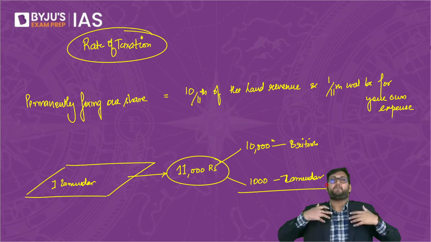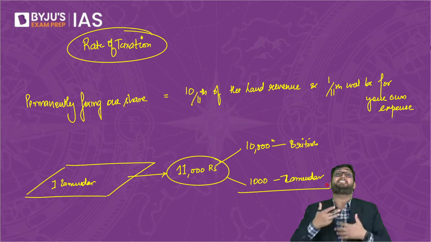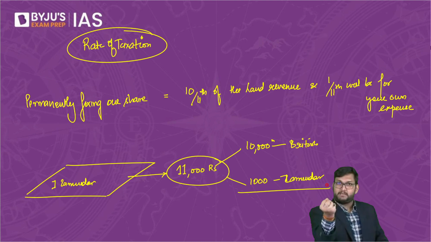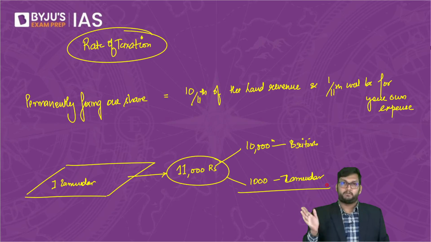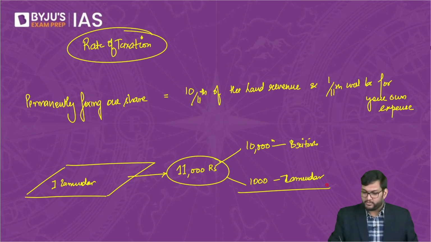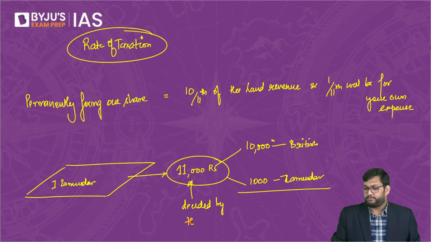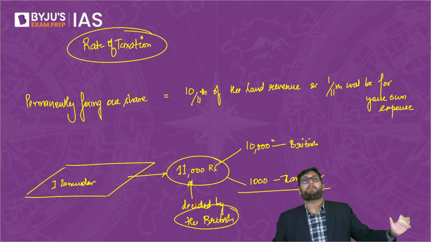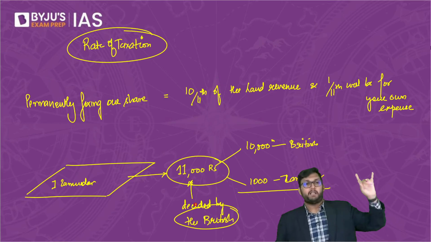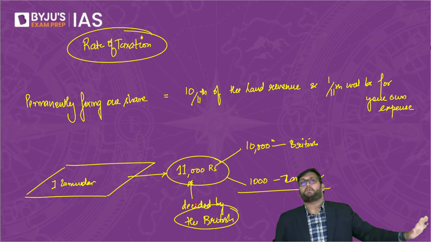Zamindar, if he wants, he will try to increase the yield or squeeze the peasant to get extra, because his 1/11th changes according to what is the base revenue in that sense. But this revenue is decided by the British. The British say that according to the data which we see in this quote, we believe that you can produce 11,000. So we will put it at 10,000.